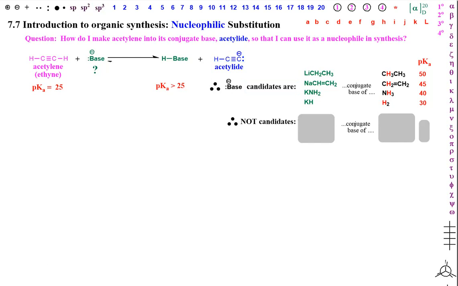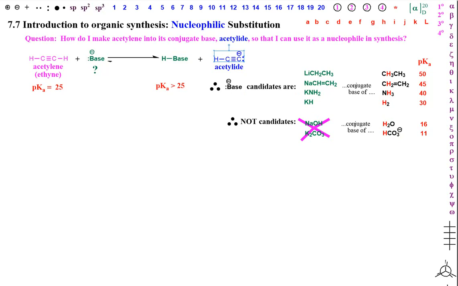If you attempt to use these bases, you will not get any credit. Sodium hydroxide is kind of crossed off there. Let's take that, make it a little clearer. Sodium hydroxide is not a good candidate. It's the conjugate base of water, and water has a pKa of 16. Another example that would fail, potassium carbonate is the conjugate base of bicarbonate with a pKa of 11. If you attempted to use either one of these bases here, you wouldn't get any acetylide at all.